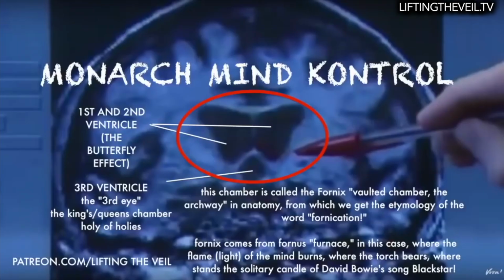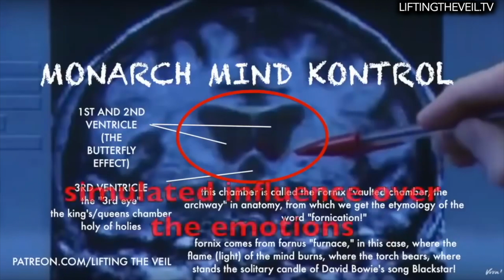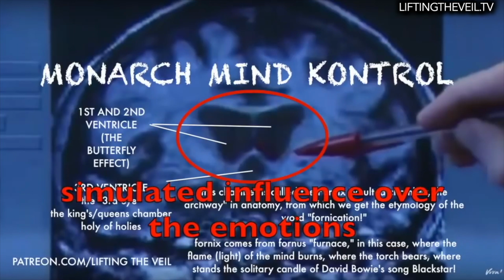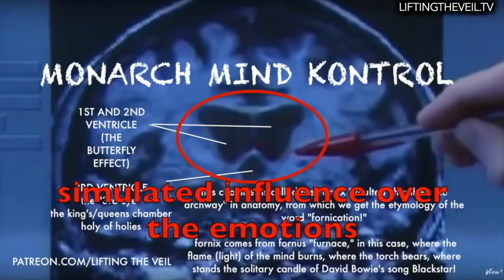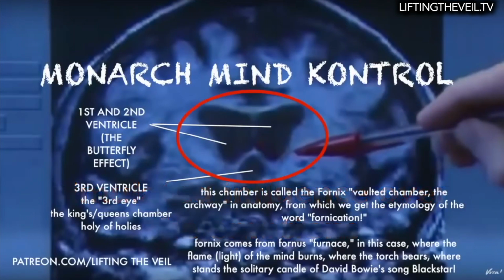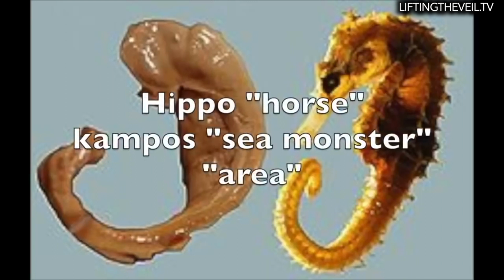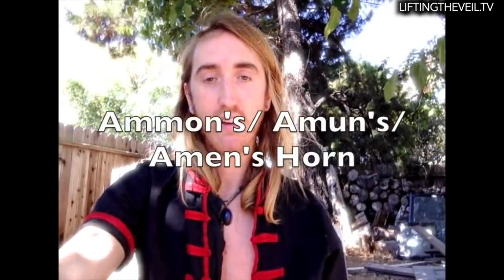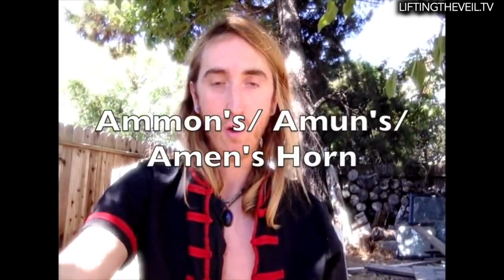And again, if you don't understand this, go back and see my previous video called Symbols and Power, discussing the elements in the symbols and the anatomy, the physiology of monarch mind control. So what we're seeing here in the center, what actually makes up the body of the monarch within the human brain, is called the first and second ventricle, which is the hippocampus of the human brain. It's the ophthalmos region. And the hippocampus is what we call Amun's horn.